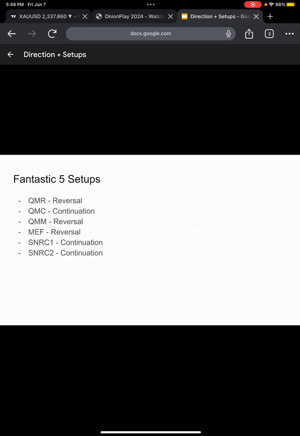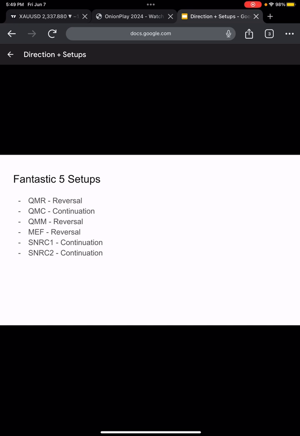So there are 5 setups. I know I gave you 3 before, but these are the 5 that you want to be familiar with because they repeat pretty much all the time. So they're the fantastic 5 setups.